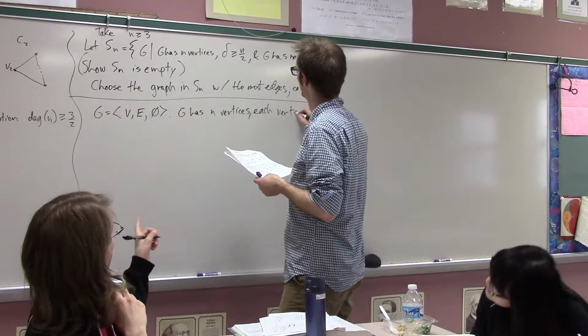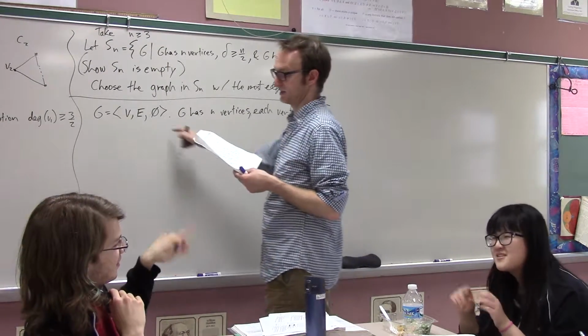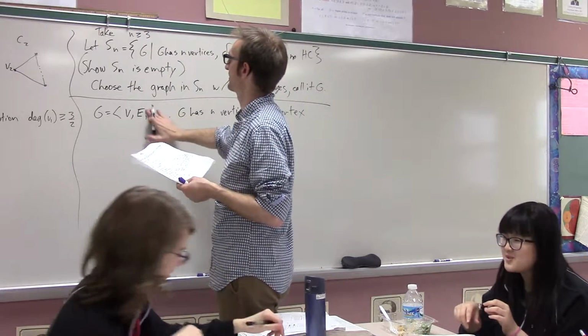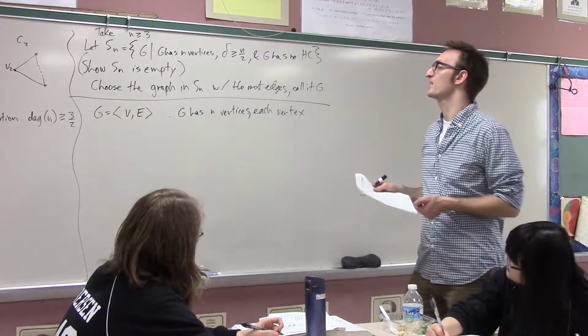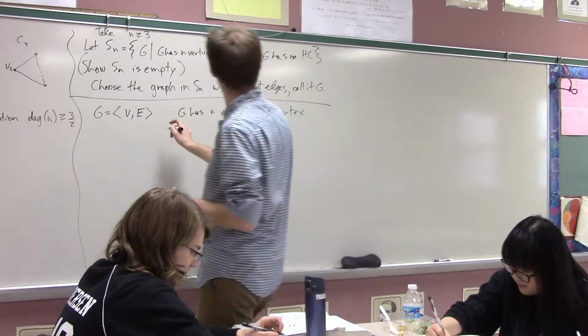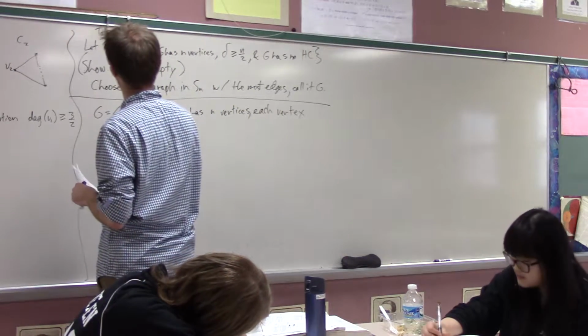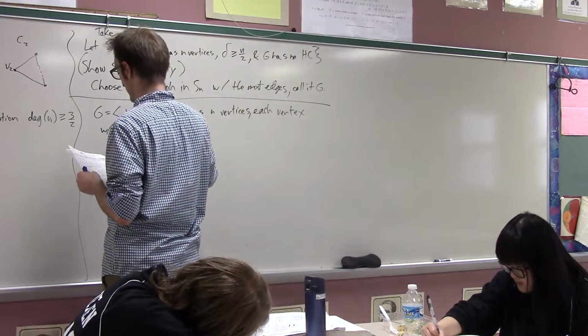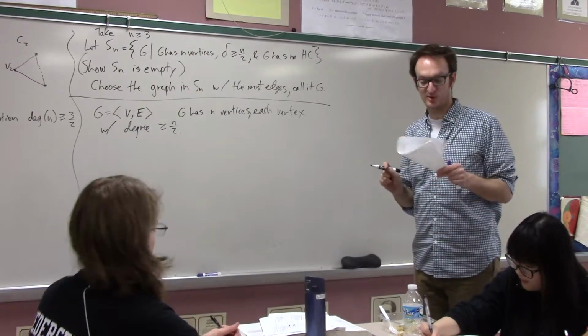What's the null set? No, who cares? We don't even need that, because it's a simple graph. So it's just a set of vertices and edges. G has n vertices, each vertex with a degree greater than or equal to n over 2. What else do I know about this graph G?